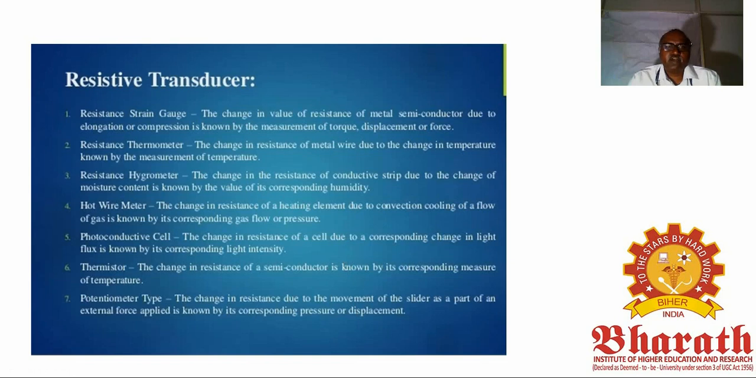which can be measured based upon the change in the flow of current. The thermistor uses a semiconductor which usually has a negative temperature coefficient and is also used for measuring temperature. The potentiometer type uses a slider wire where the variation is measured in terms of resistance based upon the input pressure or displacement.